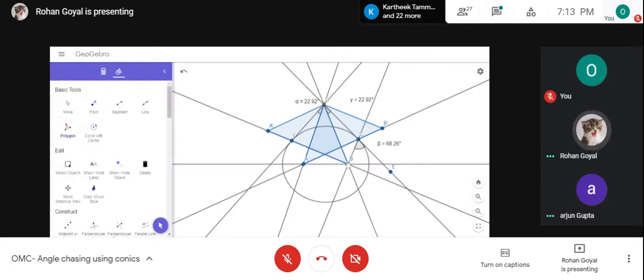Why is DA equal to DB? I said the other order. DA is equal to DB dash, and DB is equal to DA dash. Sorry, I said the opposite: DA is DA dash and DB is DB dash. Perfect, that's the correct claim.